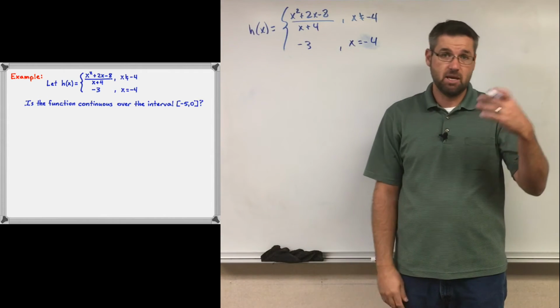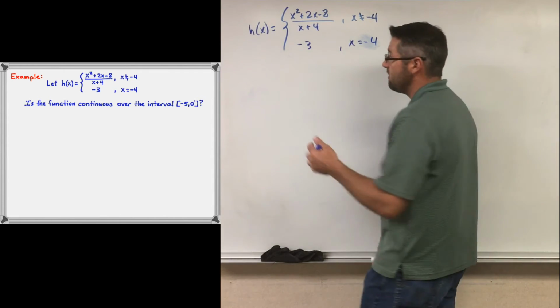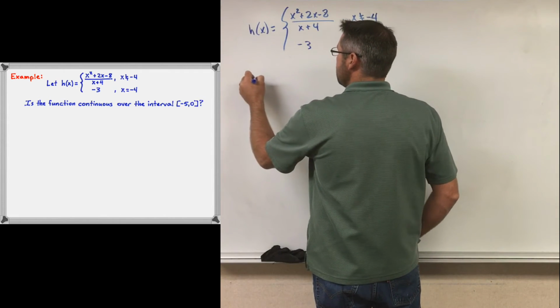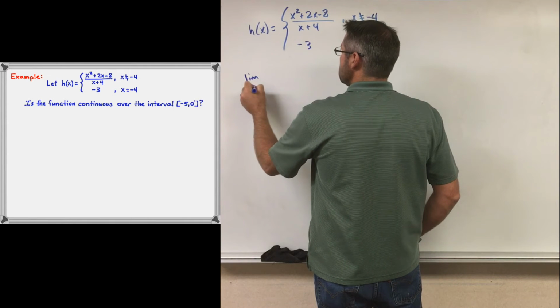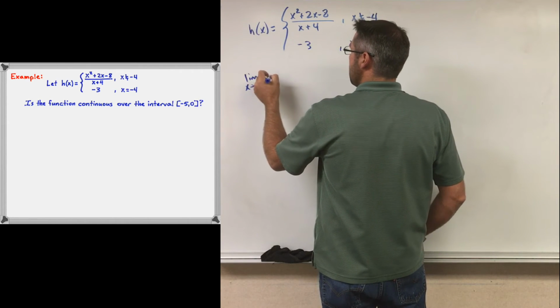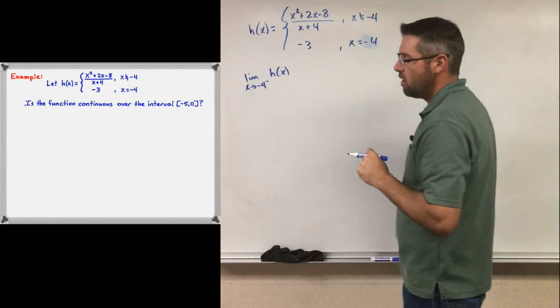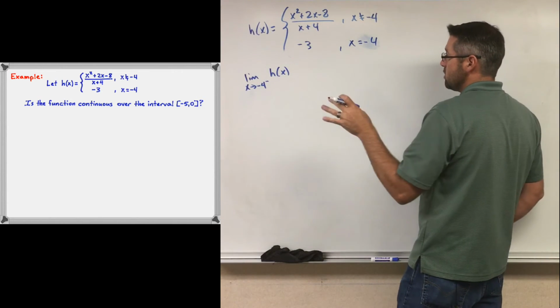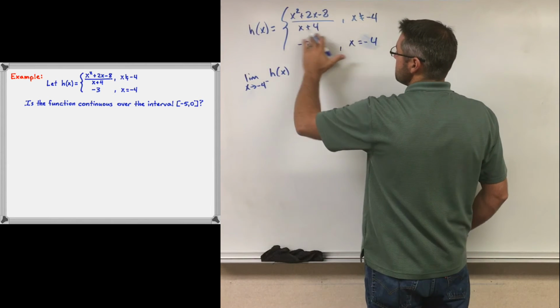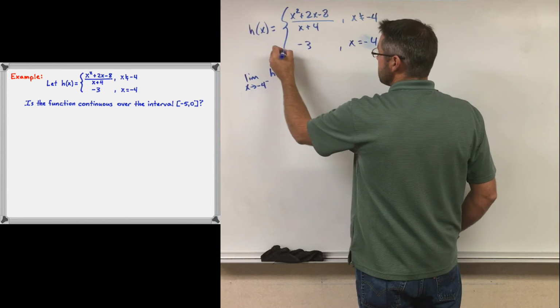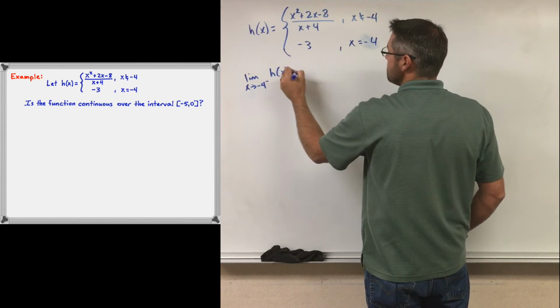Now remember, when we're talking about discontinuities at a point, we're looking at limits. We're looking at the left-hand limit and the right-hand limit. So let's just go ahead and figure those things out. What is the limit as x approaches negative 4 from the left of h of x? Well, we just plugged in negative 4 and we got indeterminate out. So this is rational, so we're going to go ahead and factor it.